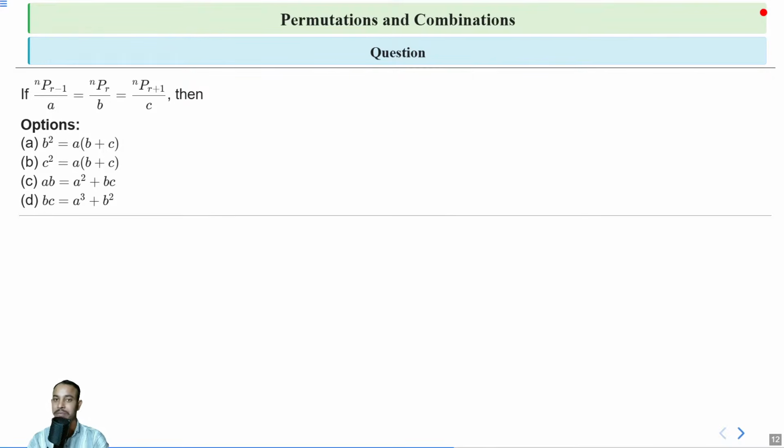So first of all, try it by yourself. Take your time and do it by yourself first. Everyone do it. Please everyone do it and write your answer in the chat section. Very simple question. You can do it. You just have to use the definition of nPr, and just do algebraic manipulation and you will get the answer. Okay, do it.